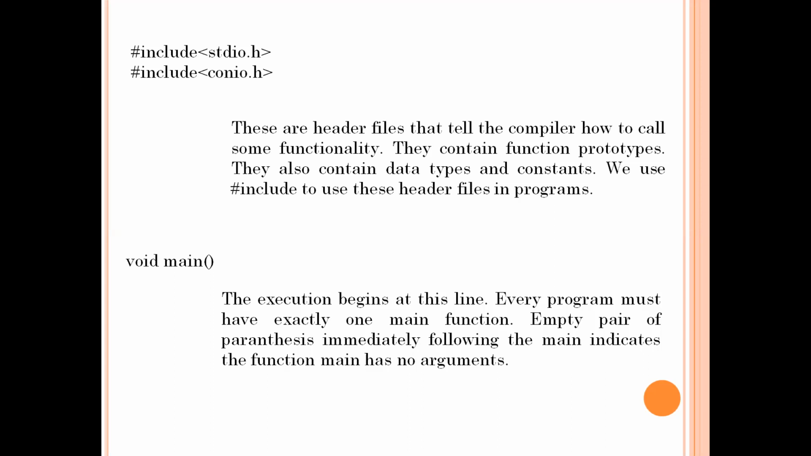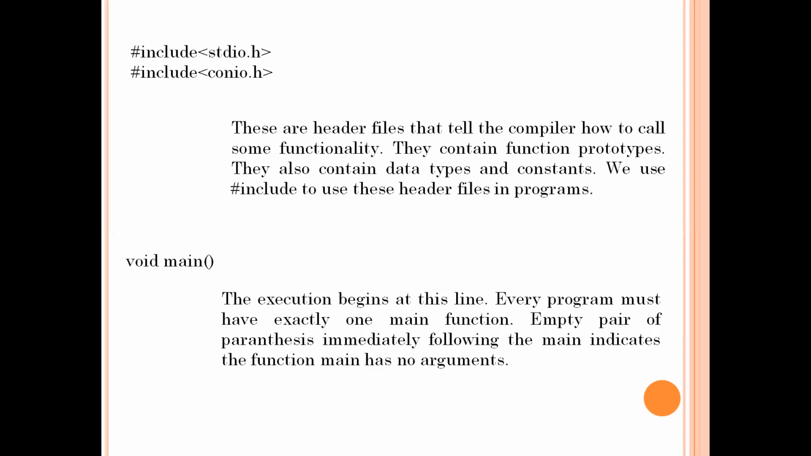So the next statement is void main. Void main tells the compiler that the main function begins here. Void, as we have learned in the previous classes, tells the compiler that the function returns no value. If any function does not return any value, it should be mentioned as a void function. So our main function does not return any value in this case, so we mentioned the main function as a void function.